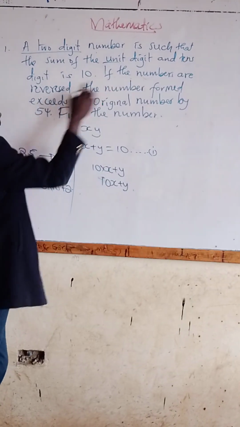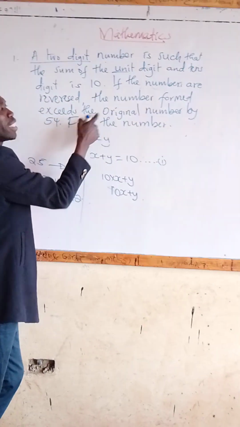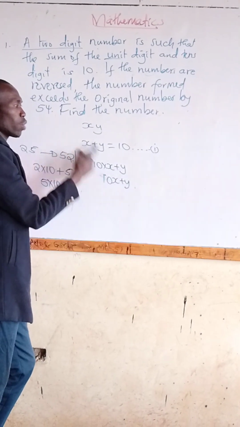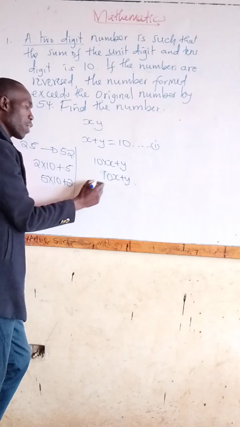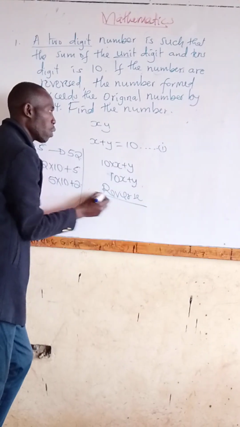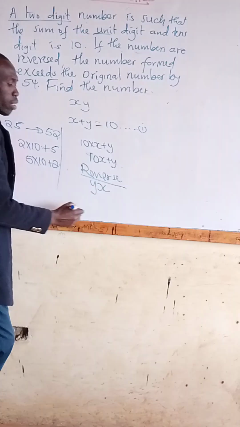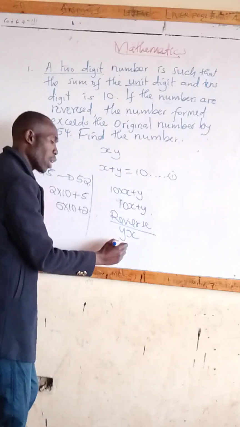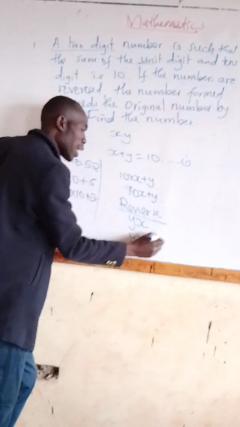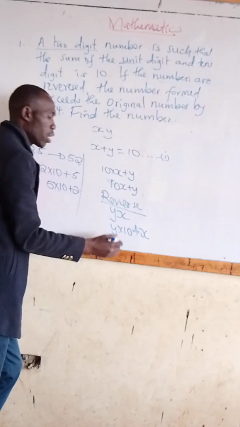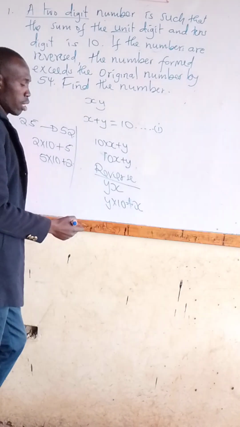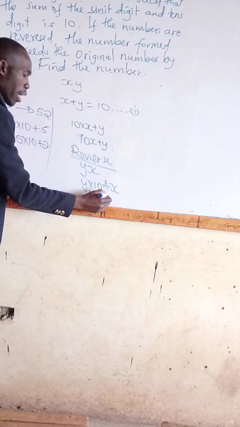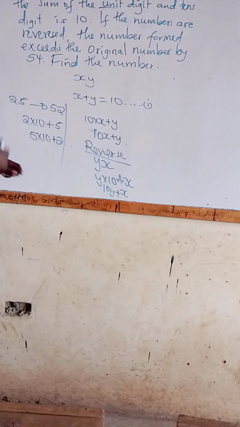If the numbers are reversed, the number formed exceeds the original number. The original number is 10x plus y, which is x and y. When we reverse the number, it will be y and x. For us to form the different number, we have y times 10 plus x, so that we don't have the same and it brings the issue of the simultaneous equation. So y times 10 gives 10y, then plus x. When we add these, we get the number when it is reversed.